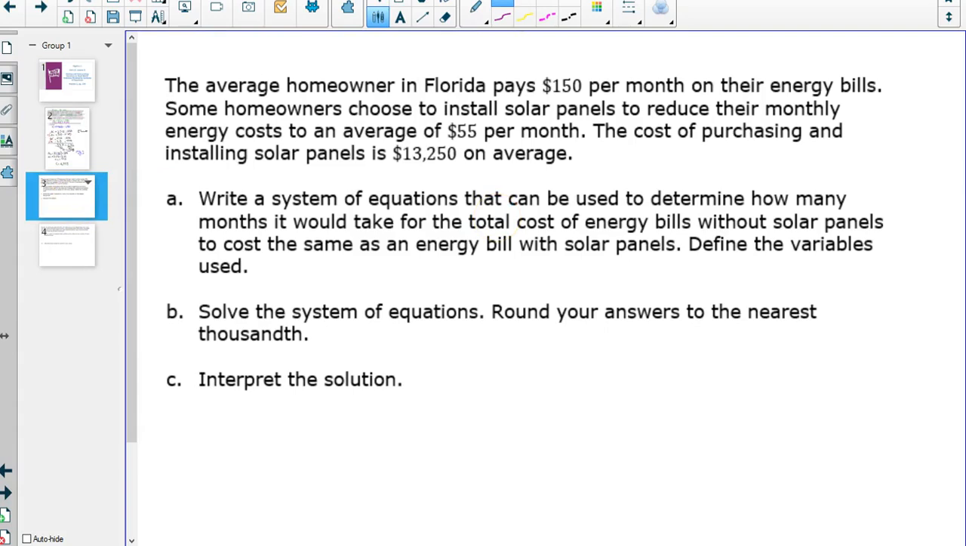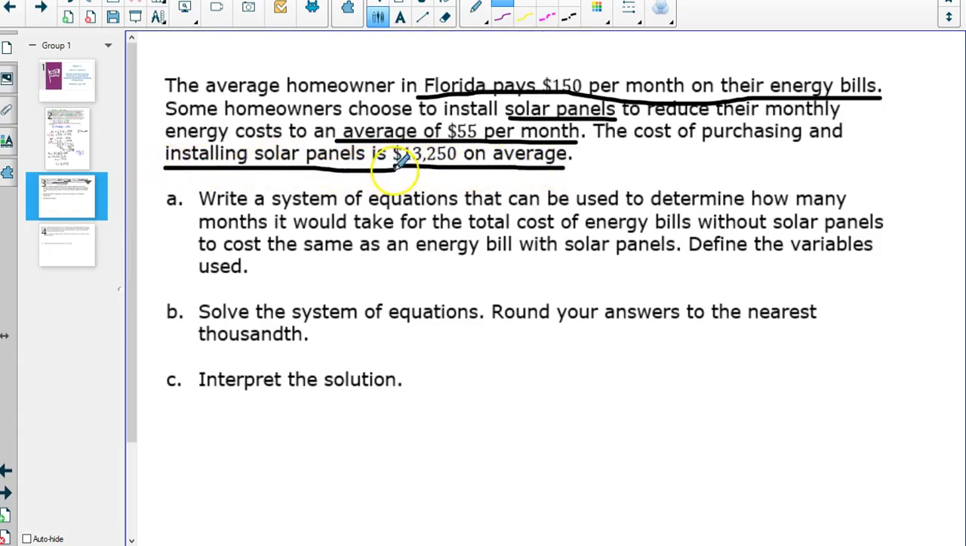So let's look at the next one. Now, we're looking at the average homeowner in Florida is paying $150 a month on their energy bills. Okay, it's probably important because they're giving us information here. Some owners choose to install solar panels to reduce their monthly energy cost to an average of $55 per month. Okay, so if they have solar panels, we have an average of $55 per month. The cost of purchasing and installing solar panels is $13,000 on average. Okay, so that's the information they're giving us.